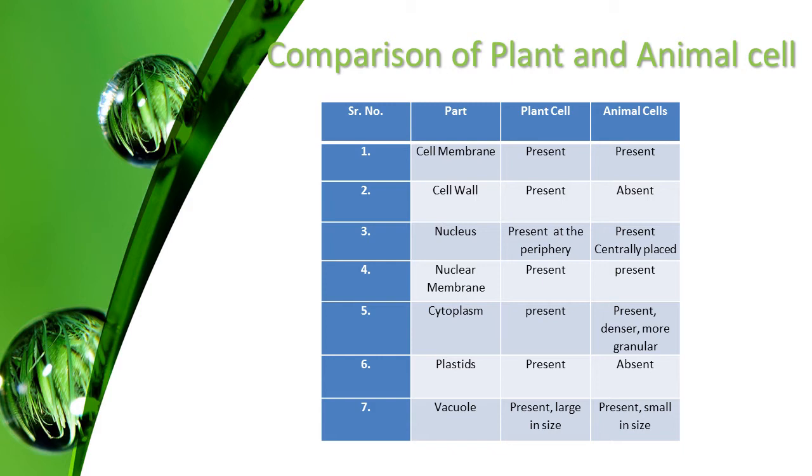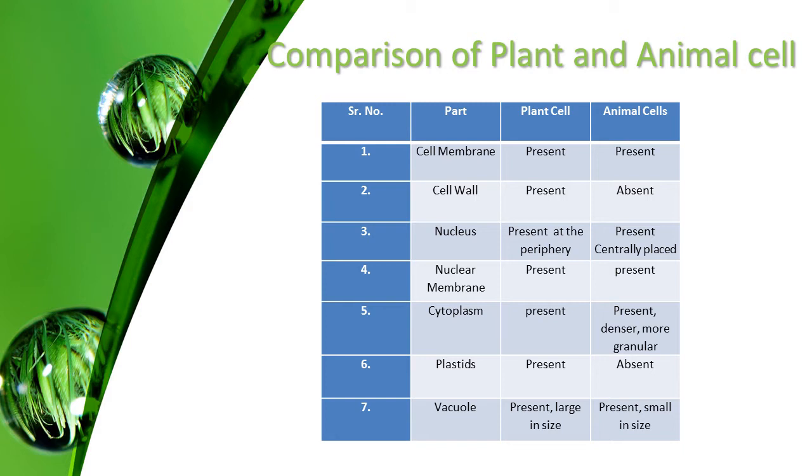Next point is cell wall. Yes, this is the major differentiating point between plant and animal cells. All of you know by this time very well that cell wall is present in plant cells but it is totally absent in animal cells.